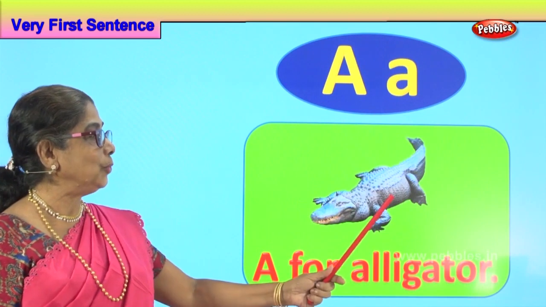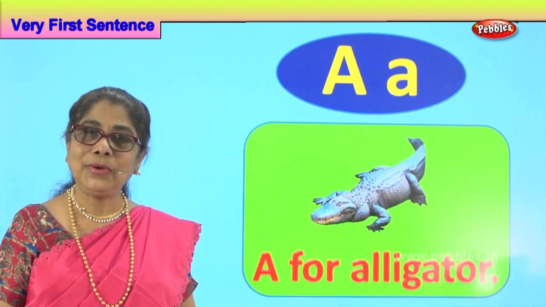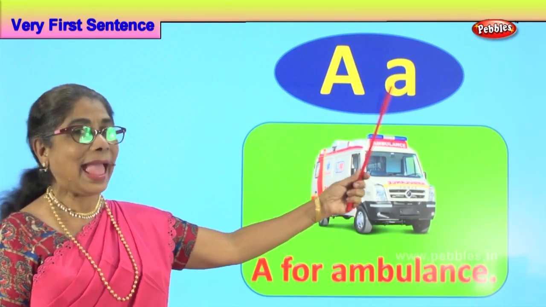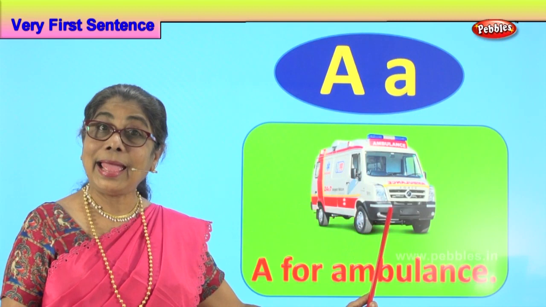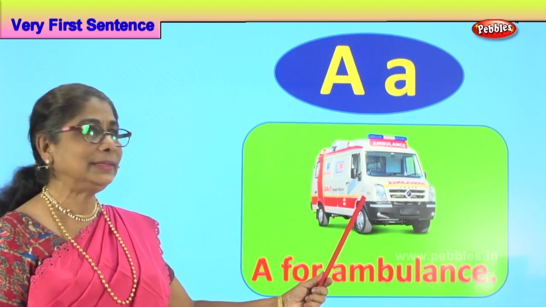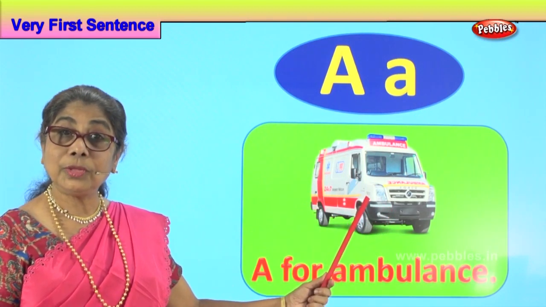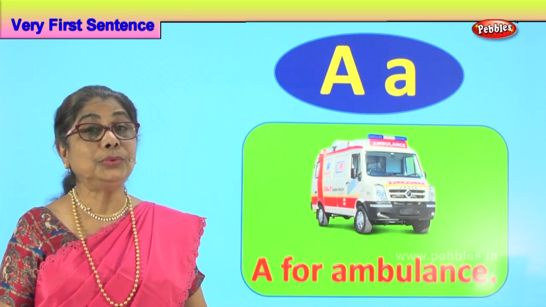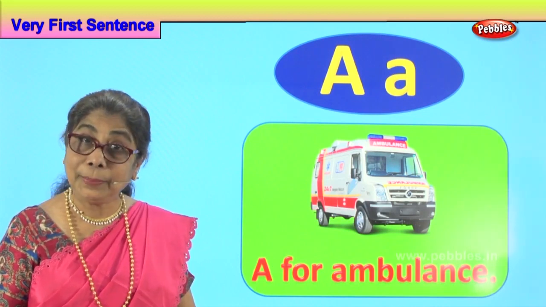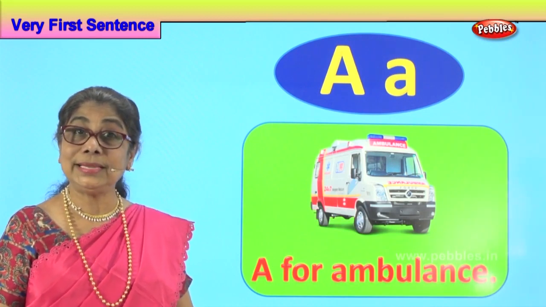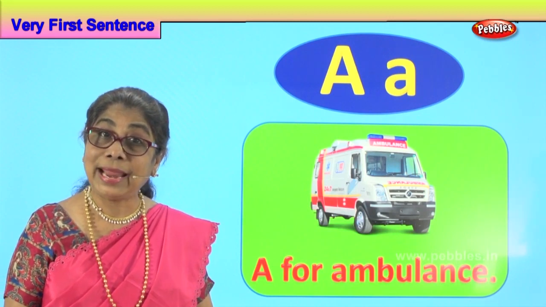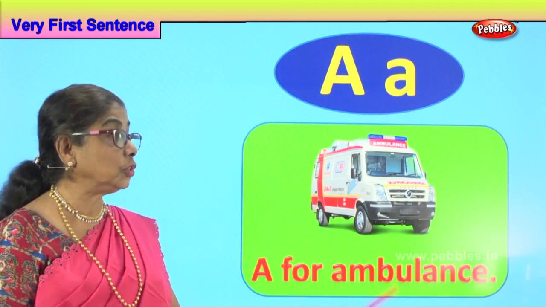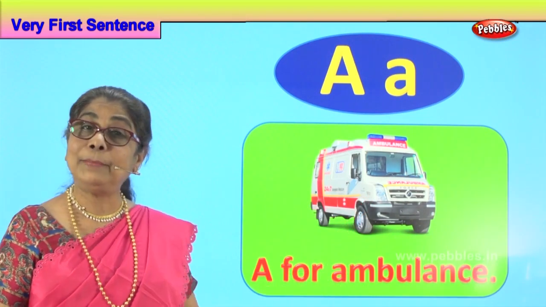Good. Let's go to a new picture and do the reading. Shall we? Look. A. What is this? Ambulance. Have you seen an ambulance on the road? What is the ambulance used for? Ambulance is used to carry sick people in an emergency, people who meet with an accident, or any old person who likes to visit the hospital uses an ambulance.